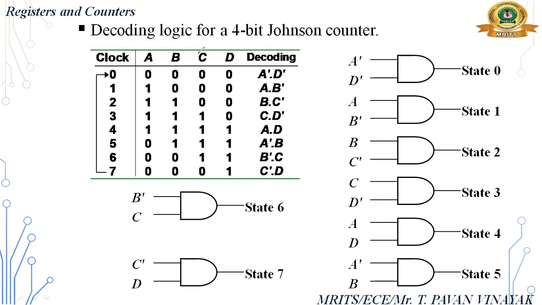Suppose for the Johnson counter I give 4 ones. Now I have to start the operation. It starts from here, right? The process will occur continuously, so I have to find out which state it is. For that purpose, the decoding part is available, so you can identify which state we get.